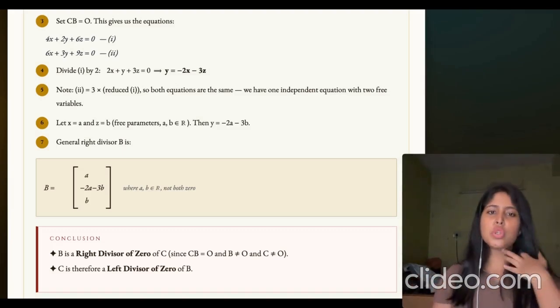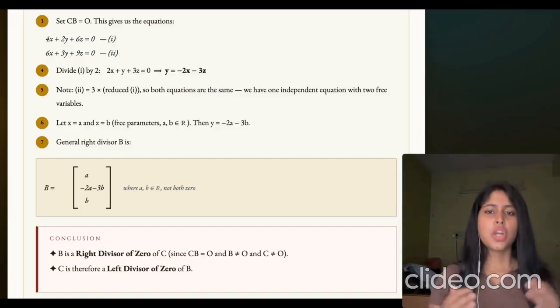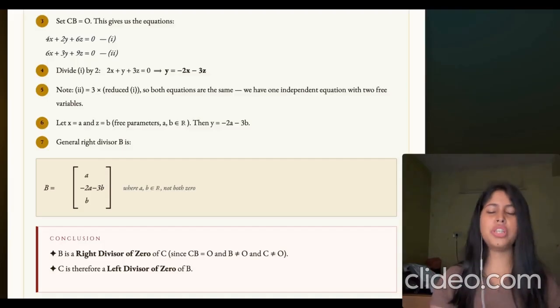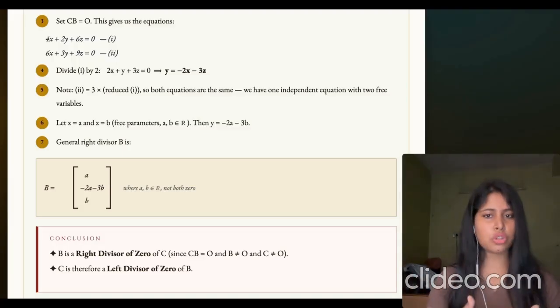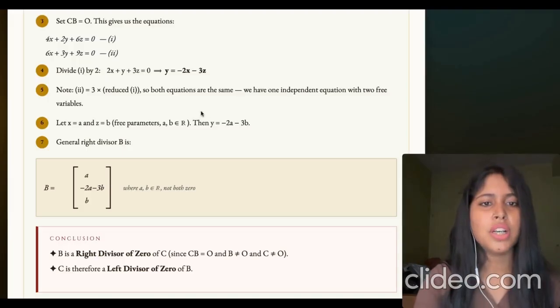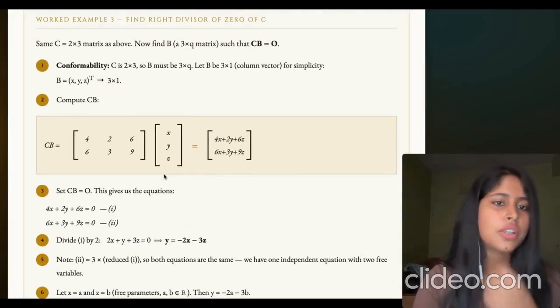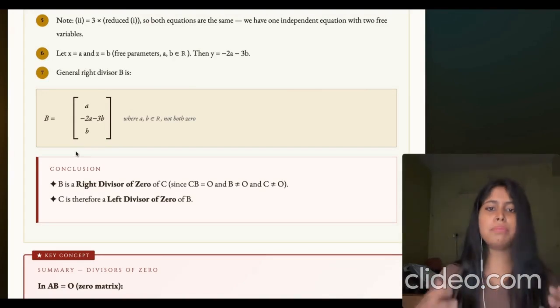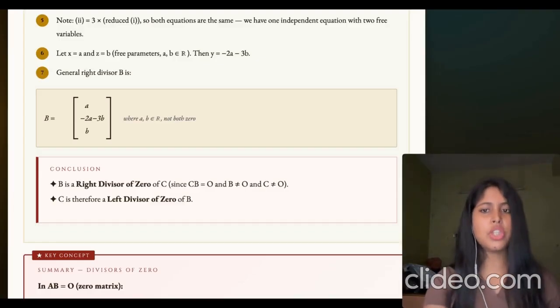Now next step, you need to introduce the free parameters, right? If you introduce the free parameters as x equals a and z equals b, then you need to mention that a and b are real numbers, okay? Then x equals a and z equals b, and from here you can see that y will be minus 2a minus 3b, right? And for the column vector, the B part which is x, y and z, we can say that x was a, y we have just calculated as minus 2a minus 3b, and z is b, so we have got the B matrix, right? So here that is our right divisor of C.